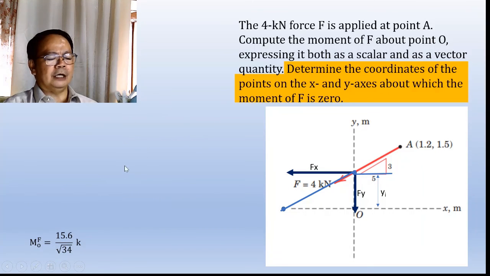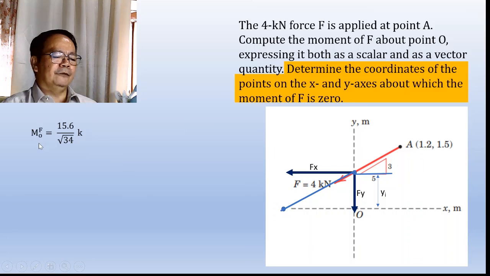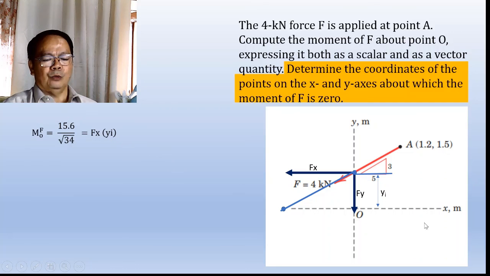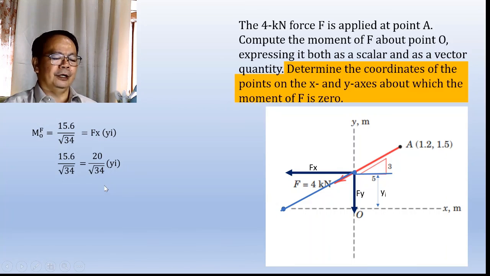Therefore, if we are going to take the principle of moments, the moment of the force, which is equal to 15.6, and we will be taking the magnitude only, shall be equal to F sub x multiplied by y sub I. And F sub y will have no moment because this is passing through O. Now from here, we can substitute. Ano ba yung ating F sub x? Kanina, itong F sub x, nasolve natin na 20 over the square root of 34. And the square root of 34 will cancel each other. Okay? At matitira, y sub I will be 15.6 over 20, which is equal to 0.78.